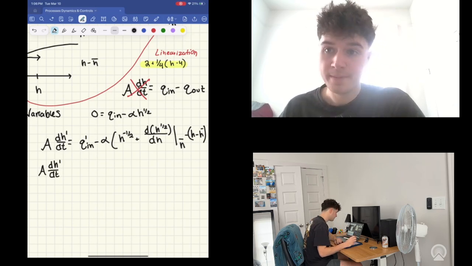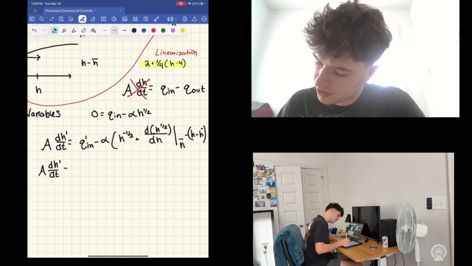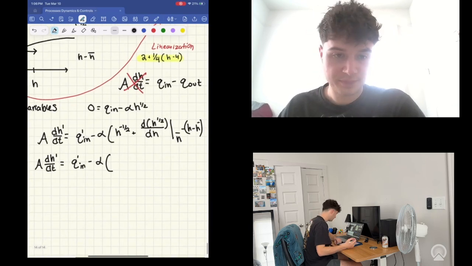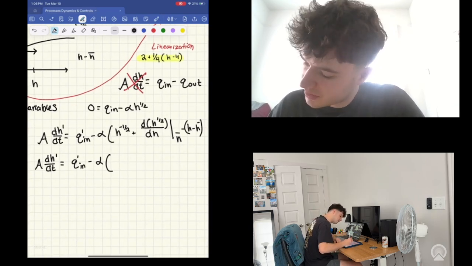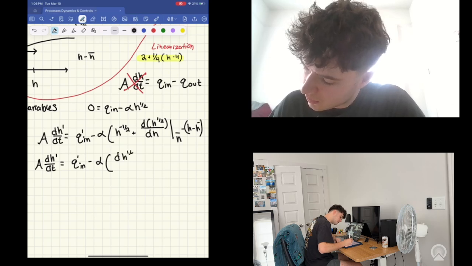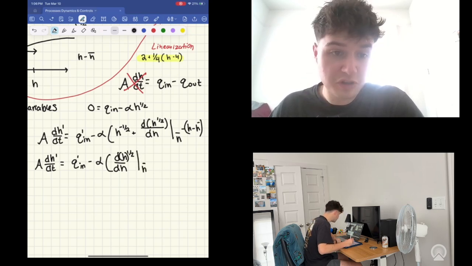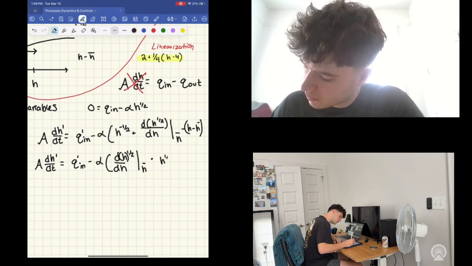Again, this is just finishing out this algebraic equation, is equal to qn prime minus alpha times, again, this term is going to shrink down after we simplify it, dh to the 1/2 over dh, all taken at h bar, and then this will be multiplied by h to the 1/2.